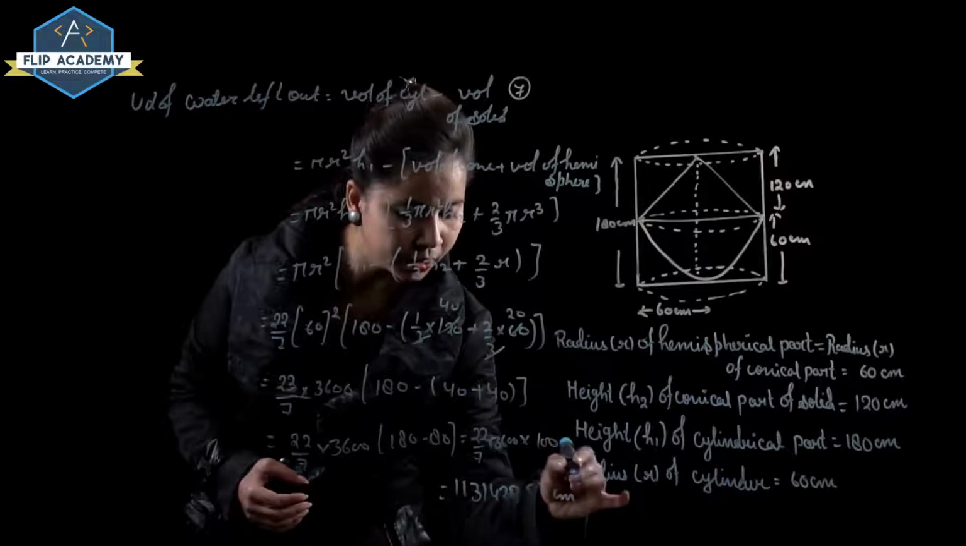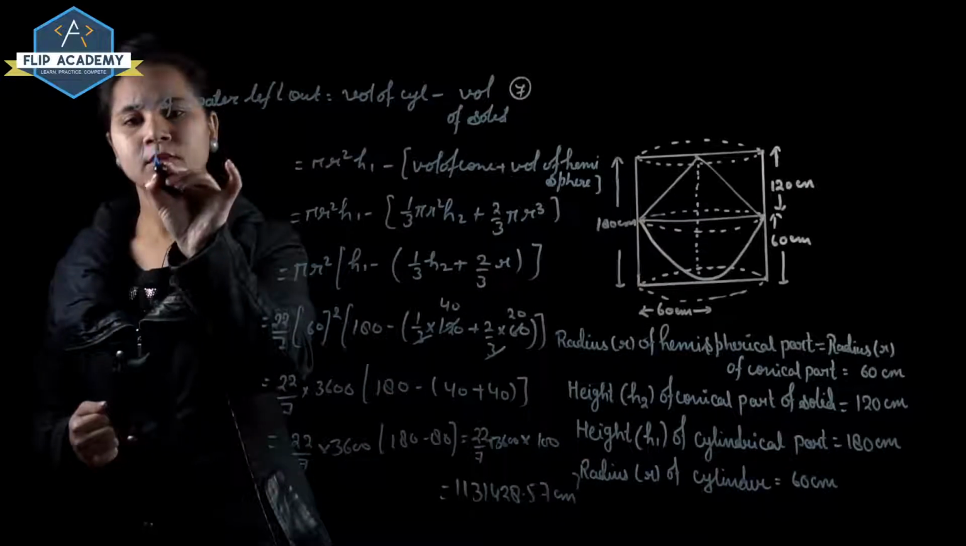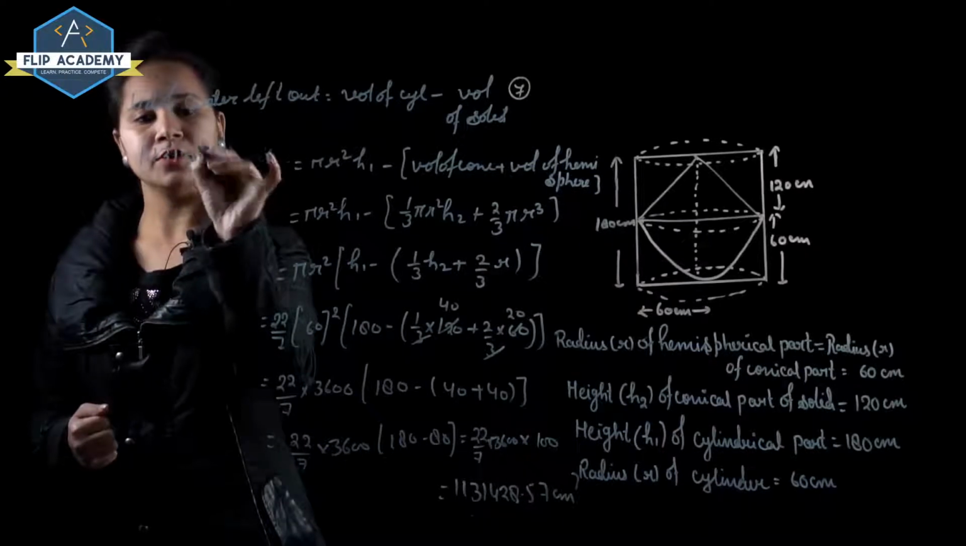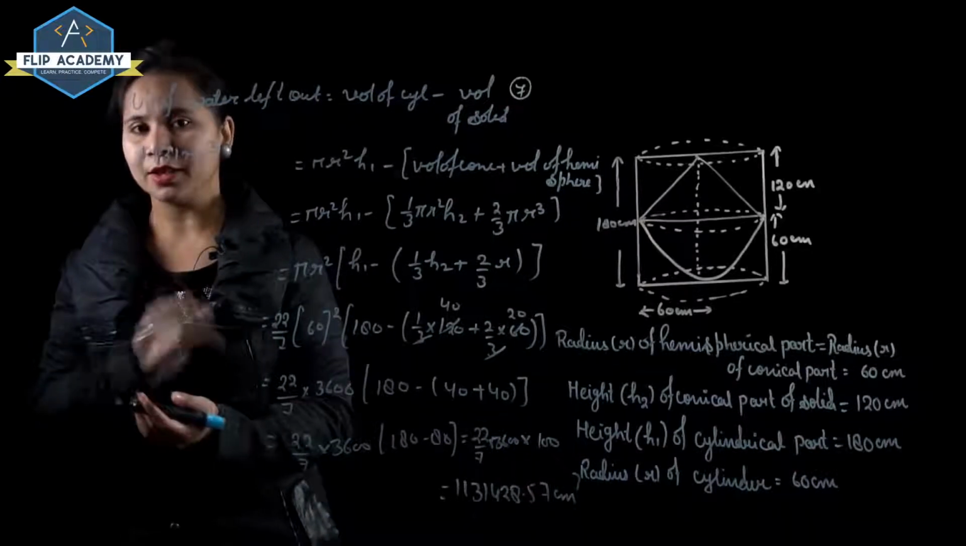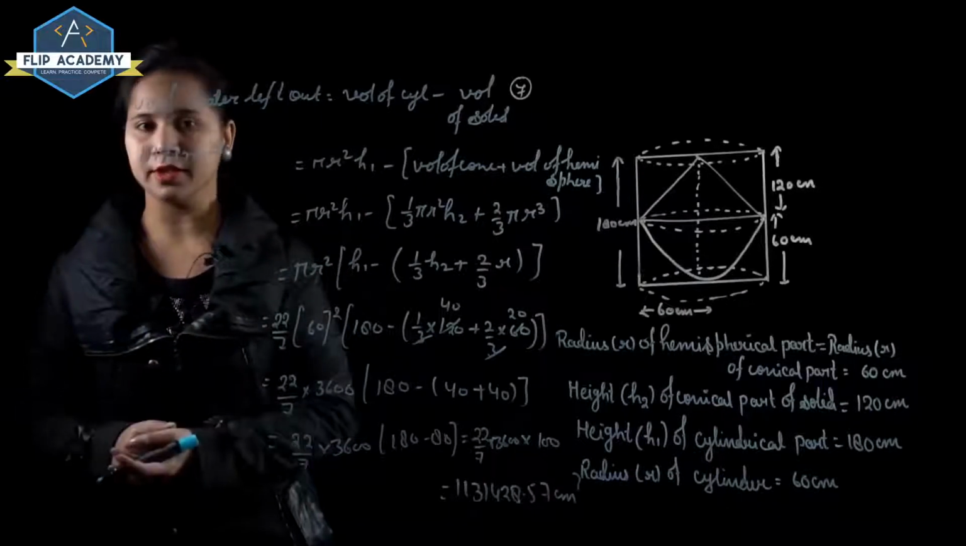Now calculate कर देंगे, कितना आ जाएगा, 11,31,428.57 सेंटीमीटर क्यूब. अगर हम इसे मीटर क्यूब में कन्वर्ट कर देते हैं तो कितना आ जाएगा, 1.131 मीटर क्यूब. So volume of water left out in the cylinder is equal to 1.131 meter cube. And question number 7 is complete here.